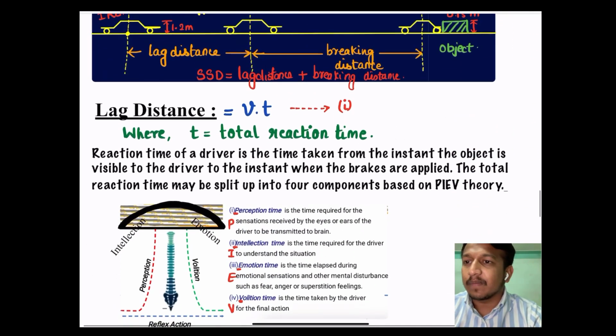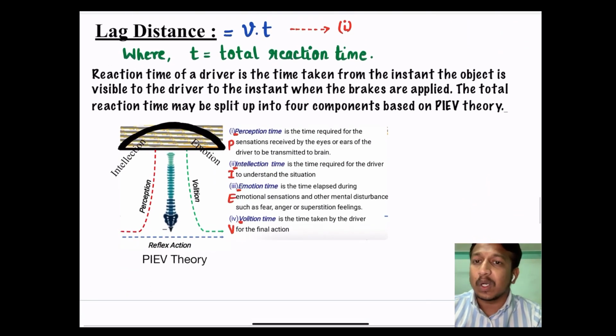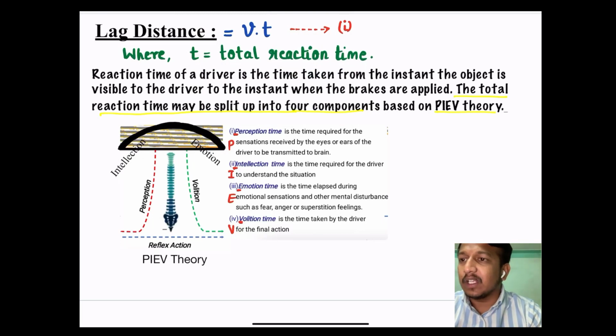This total reaction time may be split into four components based on the PIEV theory. I have shown the PIEV theory here in the diagram. Here I have shown the diagram of a spinal cord, also known as the nervous system, and on the upside I have shown the brain. Whatever signal or perception there is, it travels from the spinal cord nervous system to the brain. The first time is known as perception time.